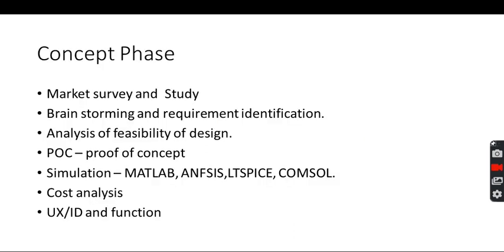Okay, so what do we do in the concept phase? First thing is market survey and study. Already we have talked about it. The second thing is the main thing, most of us never do it: brainstorming and requirement identification. When you are talking about brainstorming, you have to talk with people who are using it, and you have to talk to the people who are developing it. And for idea creation also, you have to talk to a lot of people, so that brainstorming happens.